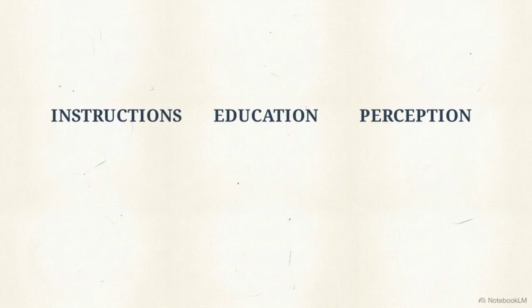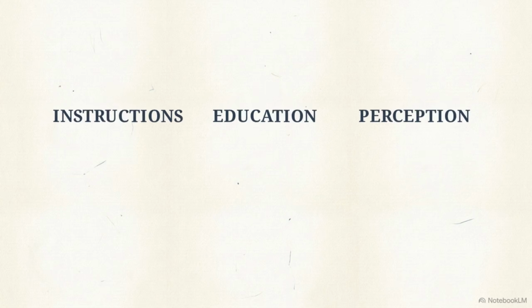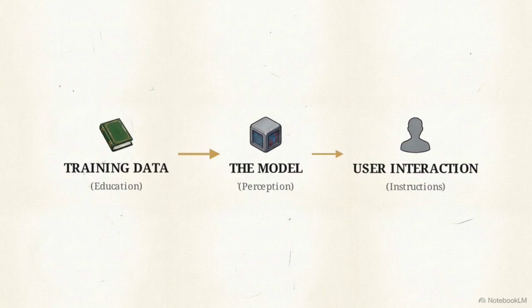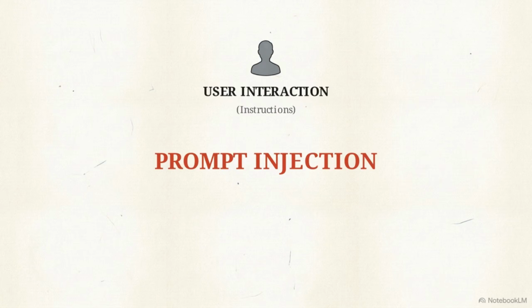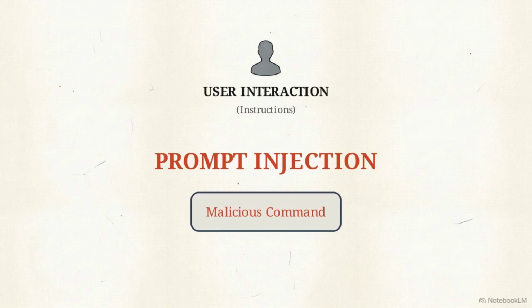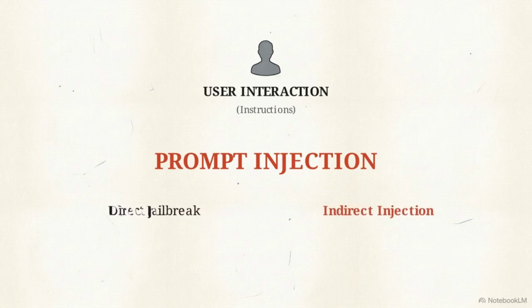Most AI threats target one of three specific phases: the instructions, the education, or the perception. We map these to the AI lifecycle, moving from the initial training data to the moment of user interaction. At the interaction phase, we find prompt injection. This involves embedding a malicious command into an input to override the AI's original orders.